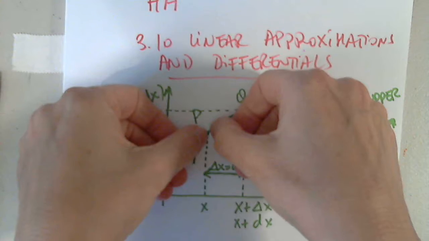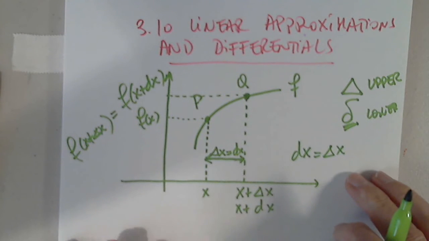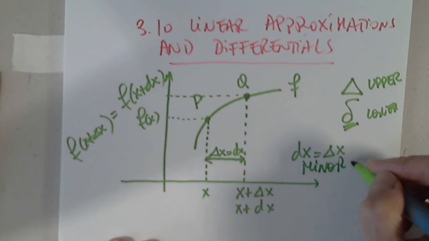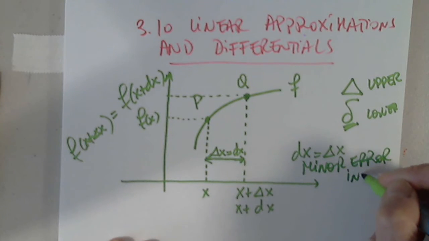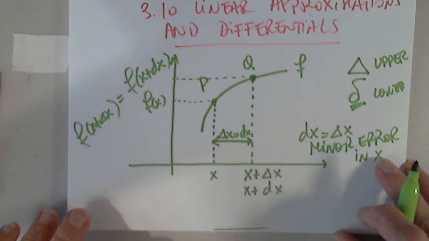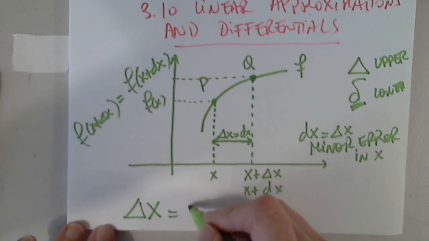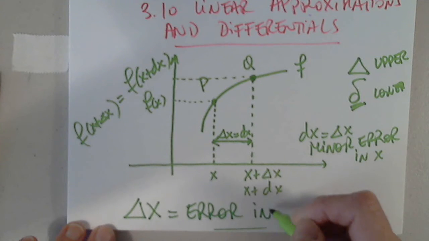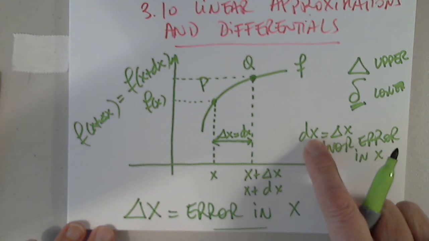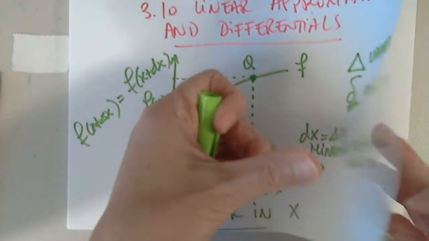Remember, they are very close to each other. We are going to call this dx, which is the same as delta x, a minor error in x, like we did before. At that time we called it h, lowercase h, instead of delta x and dx. However, they also have different names. They will be the same value-wise, but they have different names. Delta x is the error in x, and dx, although it's the same value, is called the differential of x.